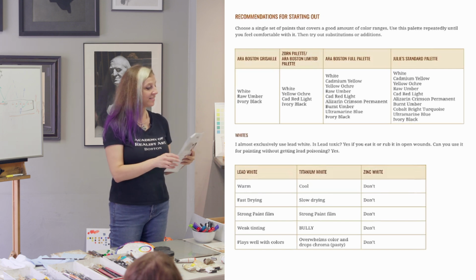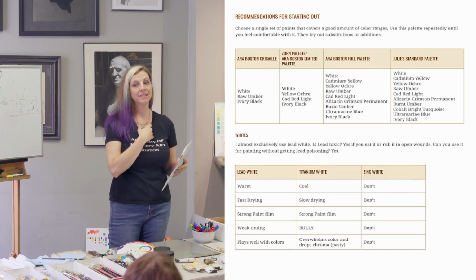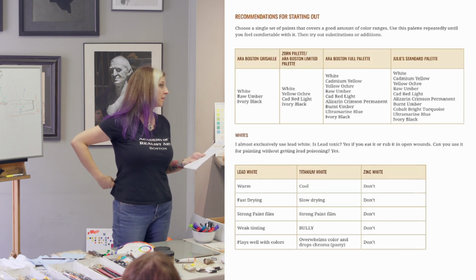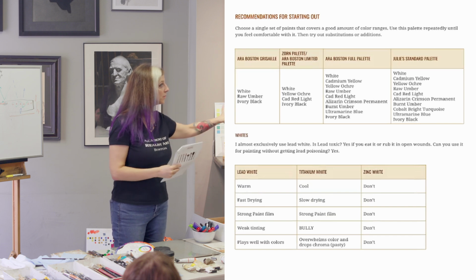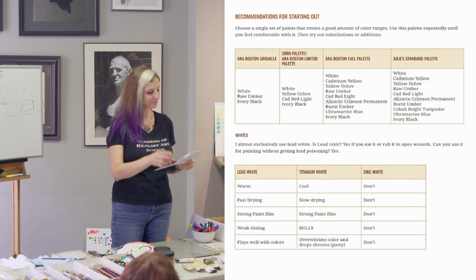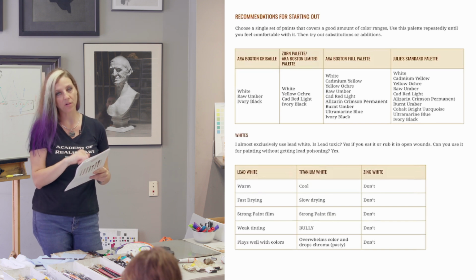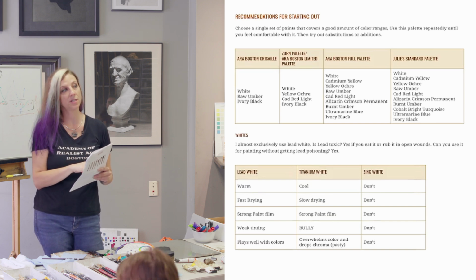Okay, that's the Zorn palette, our Art of Boston limited palette. For those of you who are moving into grisaille, I would still recommend getting the limited palette too, just so you can start doing some color charts with them, that type of thing. For a full palette, this is the palette that I learned on. It's also the palette I still continue to use.